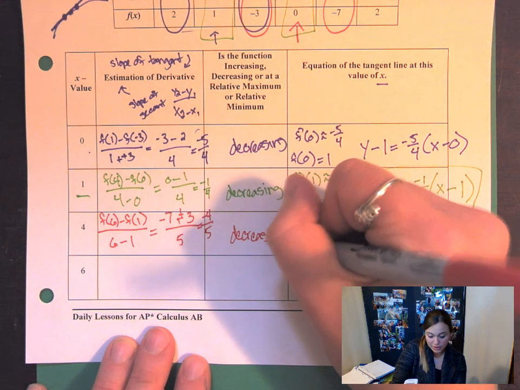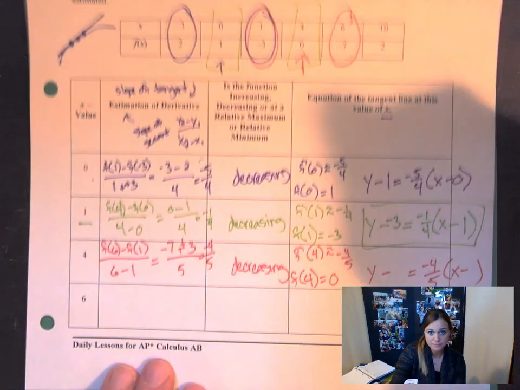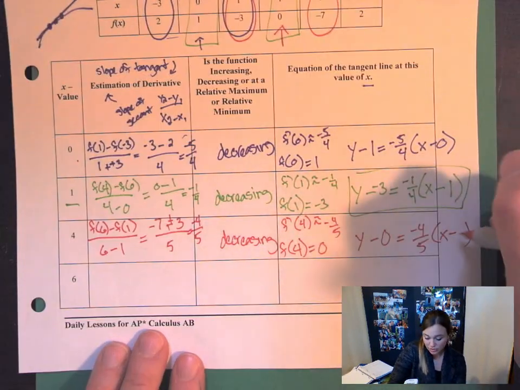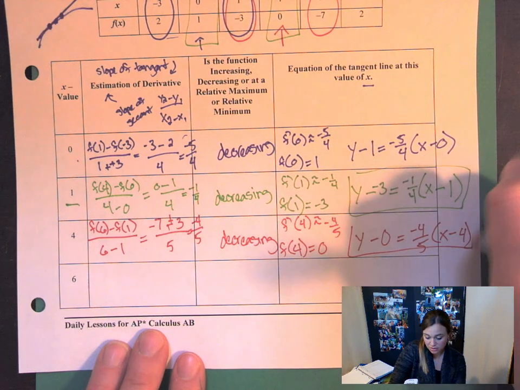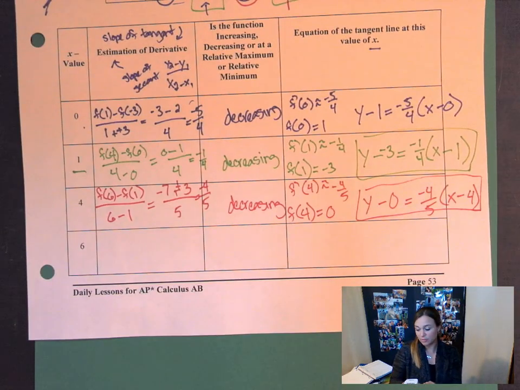And I've got my point of f of 4 is 0, because I'm going up here to this one. There it is, this one. F of 4 is 0, so I've got y minus 0, and then I've got x minus 4 over here. I did it. You don't have to simplify anything. You could, but you don't have to because you don't want to mess up doing that part. Let's do one more on this page.